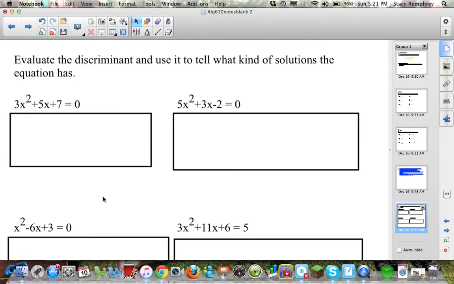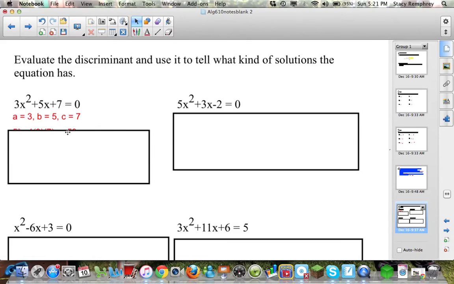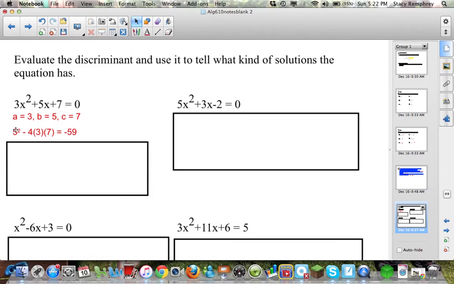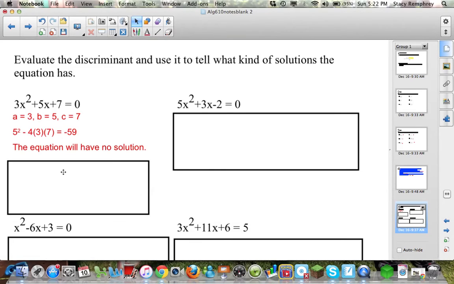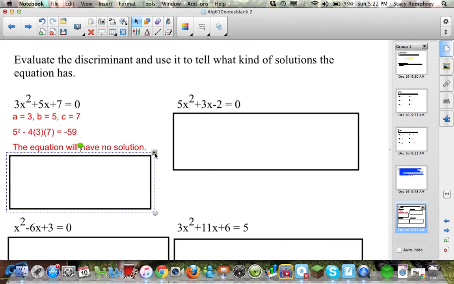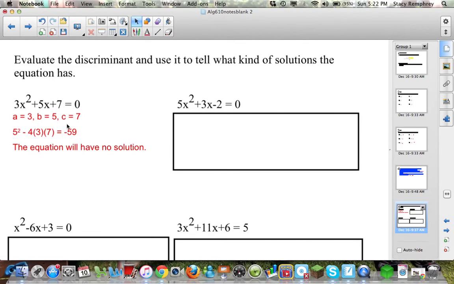So in the examples we have here, we're going to evaluate the discriminant and use it to tell what kind of solutions the equation has. We're not saying what the answers are, we're just saying the type of answers. Again, you have to make sure it equals 0, just like when we did the quadratic formula. Identify the a, the b, and the c. And I'm not going to plug this into the full quadratic formula. I'm just going to plug it into the discriminant, b squared minus 4ac. When I plug all those in, I get negative 59. That means if I were to plug it in, I'd get a negative under the square root, so the equation will have no solution. That would be your answer, no solution. You would say the discriminant equals negative 59. The equation has no solution.